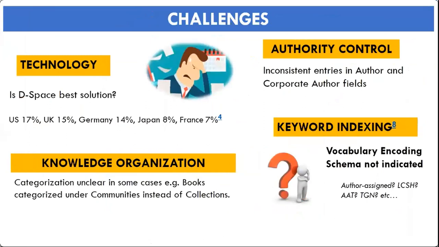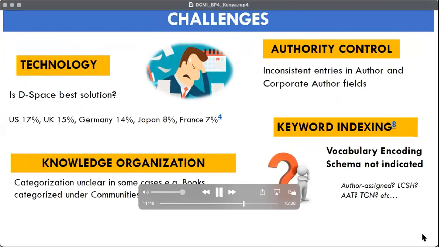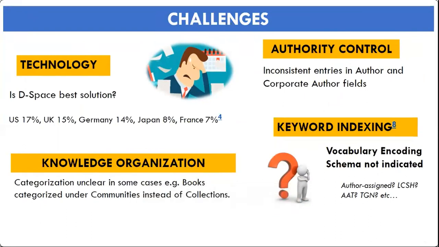So challenges. With all that, we find that the various institutions still have some challenges to cope with. The first one is in terms of technology. We ask ourselves at this point, considering that other countries like the US, UK, Germany, Japan, and France have got lower usage of DSpace as a solution for institutional repositories, is DSpace the best solution for all the universities in Kenya? Probably that is something that we need to revisit with the institutions, looking at their various needs and comparing with other institutional repositories elsewhere.